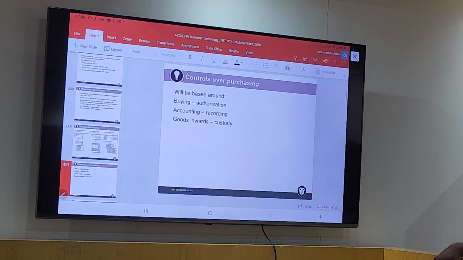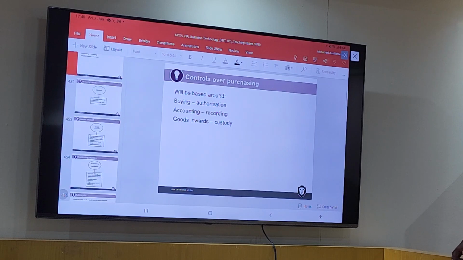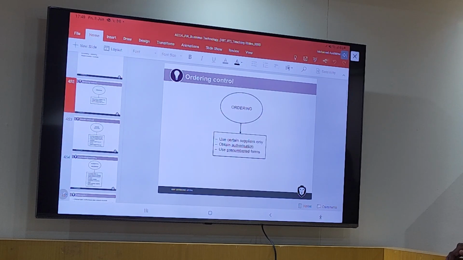Controls over purchasing will be based around buying authorization, accounting, recording, goods, invoice and custody. So you need to have a set of controls for all of these. These are individual small controls. For ordering, use certain suppliers only. See, in huge companies, there is something called a supplier registration process. You cannot update the supplier register without proper approval.